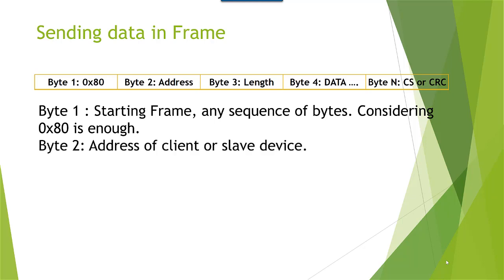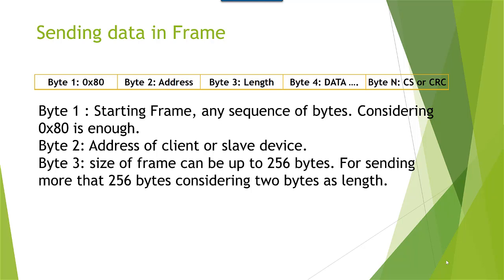The second byte is the address of the client or slave device. Consider that there are many clients and you want to send the data to a specific client. In this way, this byte can be used to determine the client. Byte 3 is the size of the frame. It can be up to 256 bytes. For sending more than 256 bytes, consider 2 bytes as the length.